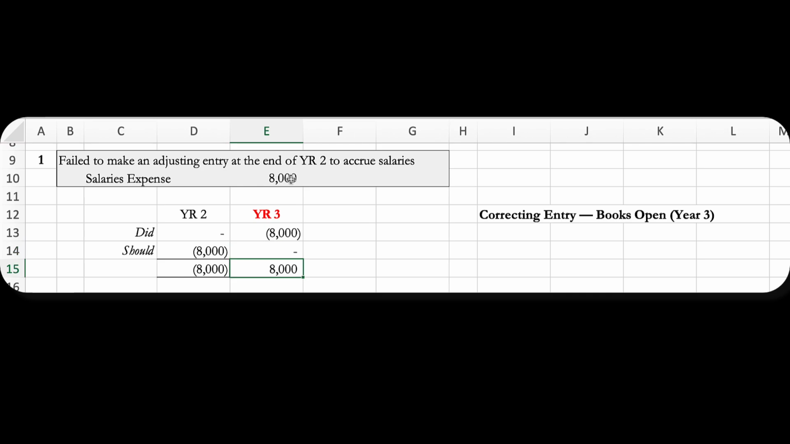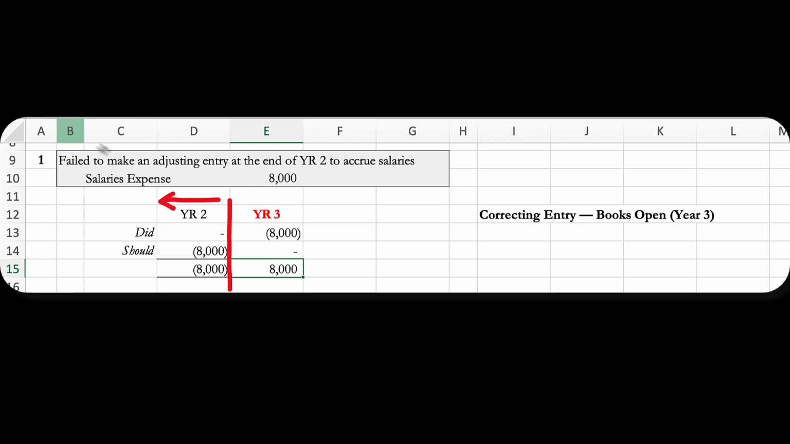So when you're asked what to do to correct the entry, if you're told that the books are open, what you can do is think of drawing a line, where the books are closed, and thinking of everything to the left of the line being in retained earnings already. So anything that's wrong with my revenue or expense accounts prior to this line, all those errors are already in retained earnings. So to fix anything before the line, I'm going to need to make an entry to retained earnings.